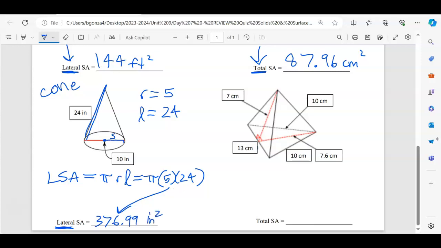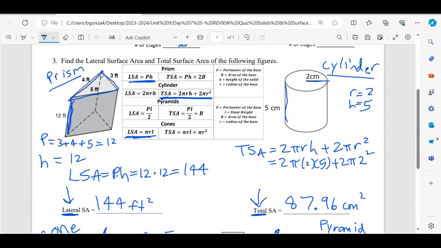Inches squared. All right. All right, last but not least, what is this if it's pointy at the top? It is a pyramid. And please notice the bottom of the pyramid, it is a triangular pyramid. Okay, and then we are finding the total surface area of a pyramid.